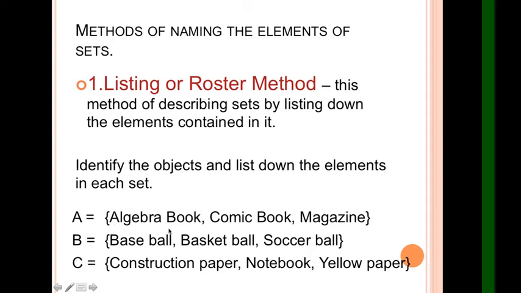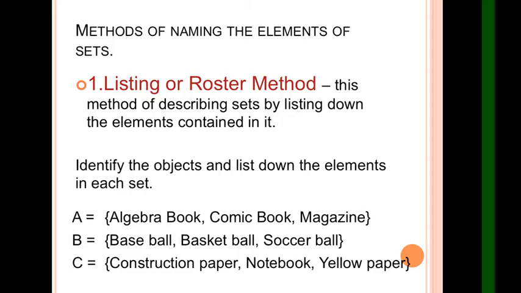Kumbaga, ililista lang natin yung mga elements with the same characteristics. So for set A, ang mga elements nito ay algebra book, comic book, and magazine. So maaring ang group na to ay group of reading materials. For set B, we have baseball, basketball, and soccer ball. So this may be a group of balls.